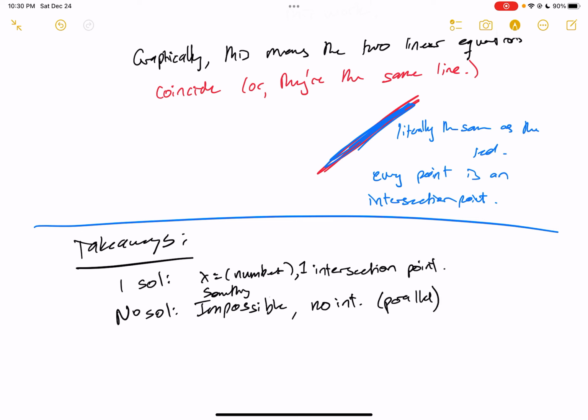And finally, for infinitely many solutions, that's a case where we have something that's always true. And we have 2 lines coinciding, coinciding or overlapping.